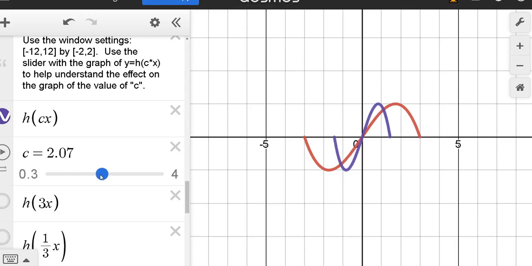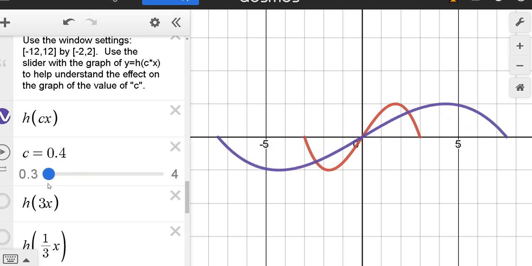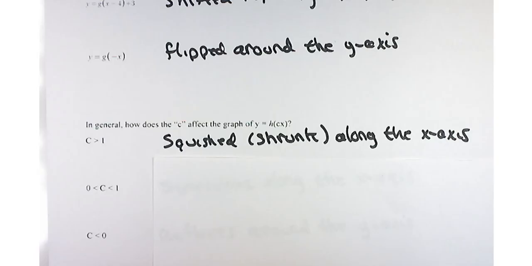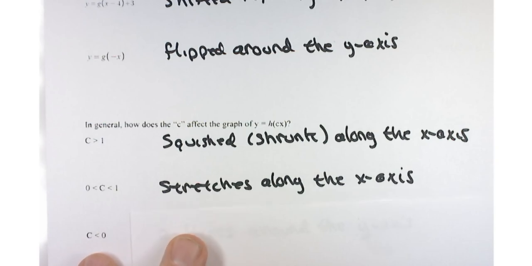So let's dial that down a little bit. What happens when C is between 0 and 1? What happens to the graph compared to the original graph? How would you term it? You stretch, yes. So it's being stretched. Stretched in which direction? X. Yeah, stretched along the x-axis.